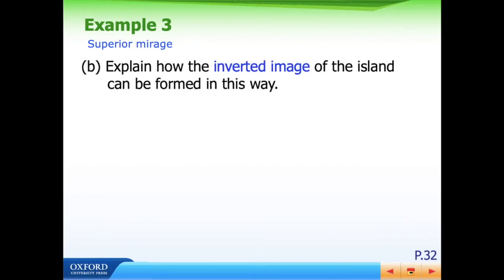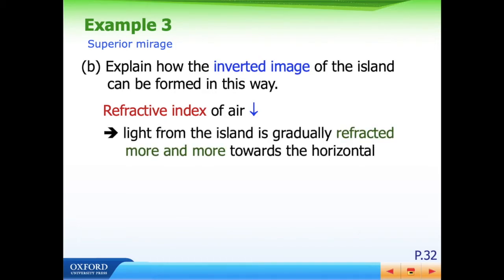Question letter B. Explain how the inverted image of the island can be formed in this way. And this will be the explanation. The refractive index of the air is going to decrease. Therefore, the light from the island is gradually refracted more and more towards the horizontal.